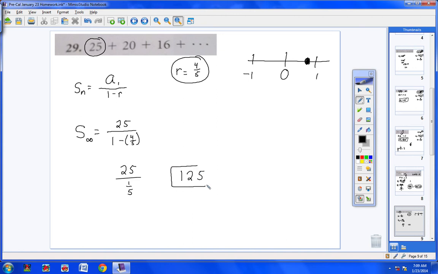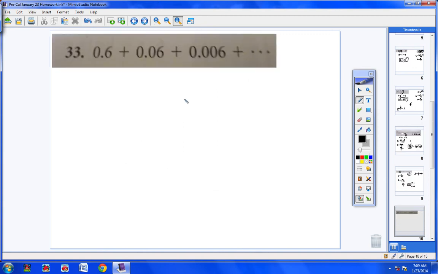Now remember what we call this answer. We call it the sum, or we call it the limit. In other words, if you were to keep adding these numbers over and over and over, I don't care if you did a million terms, the sum really is not 125. You're getting closer and closer to 125, but you're never quite getting there. So we call that the sum, or the limit, of this geometric sequence. All right? Okay, let's take a look at number 33.